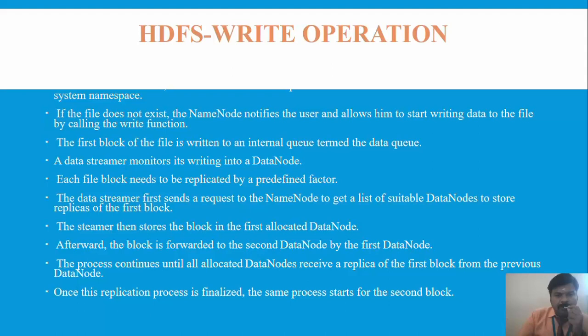Each file block needs to be replicated by a predefined factor. The data streamer first sends a request to the name node to get a list of suitable data nodes to store replicas of the first block. The streamer then stores the block in the first allotted data node. Afterward, the block is forwarded to the second data node by the first data node. The process continues until all allocated data nodes receive the replica of the first block from the previous data node. Once the replication process is finalized, the same process starts for the second block. So block by block we will be doing a write operation in HDFS.